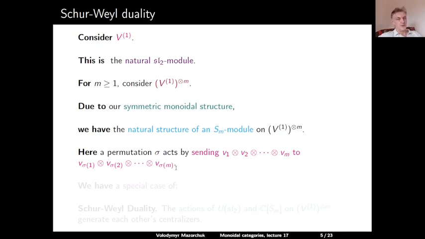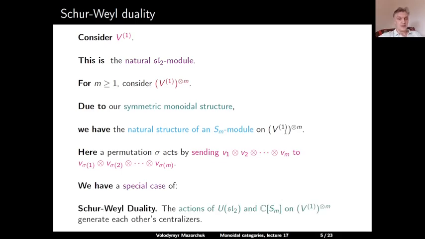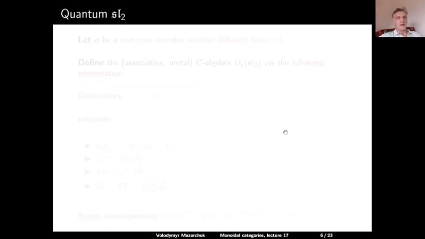Since we work with the Hopf algebra, this m-fold tensor product is of course also naturally a USL2 module. And this is a special case of the Schur-Weyl duality, which says that the actions of USL2 and the group algebra of Sm over the complex numbers on this m-fold tensor product of V upper 1, these two actions generate each other's centralizers. Now let us quantize this.